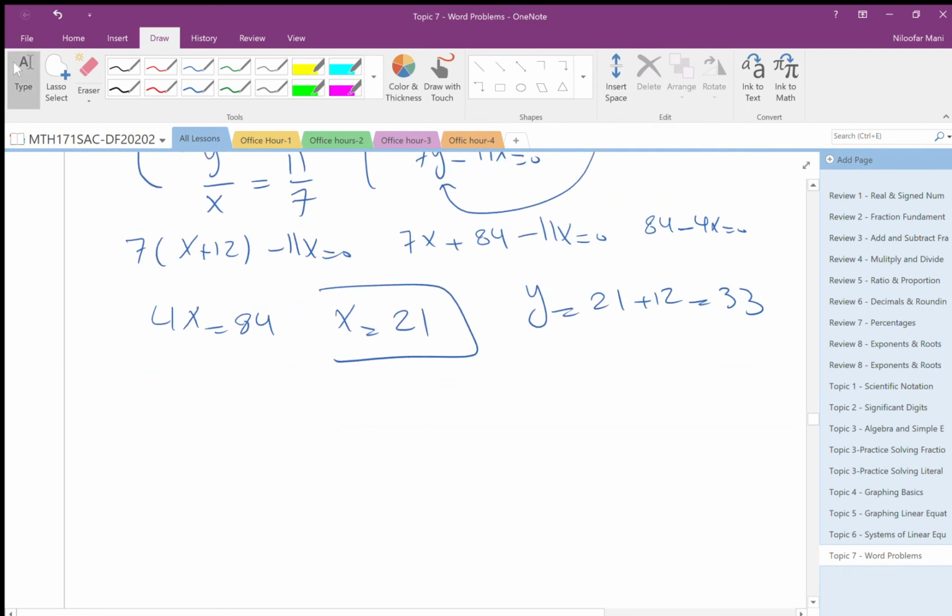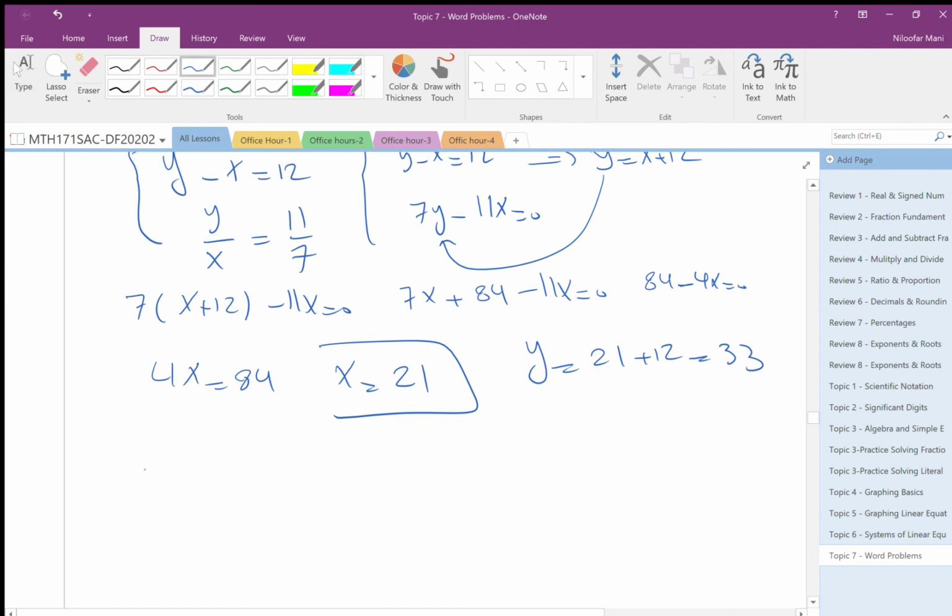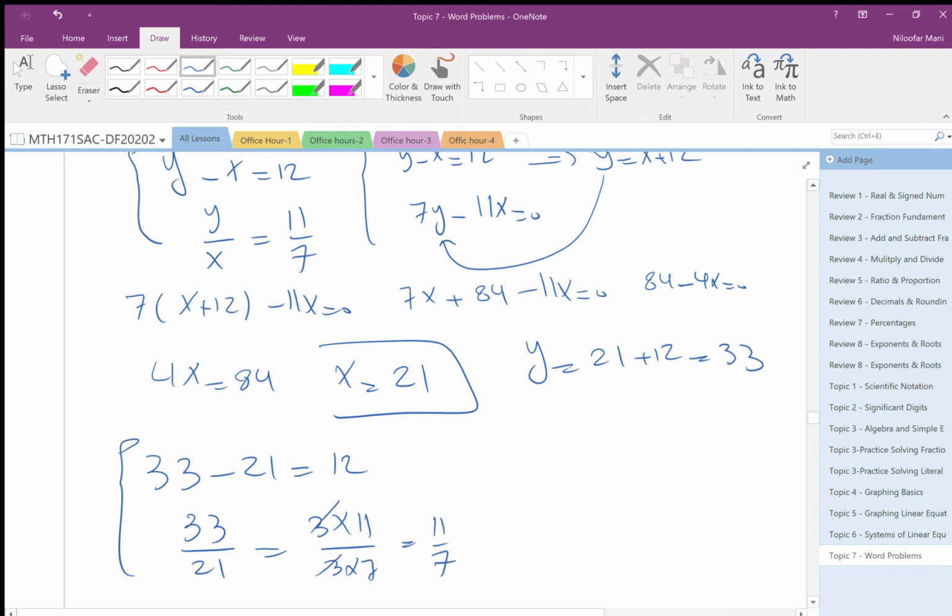And now I can check. 33 minus 21 is 12. Yes. 33 divided by 21 is 3 times 11 over 3 times 7, this and this cancel. Yes. So the left side equals the right side. Perfect, I found the numbers.